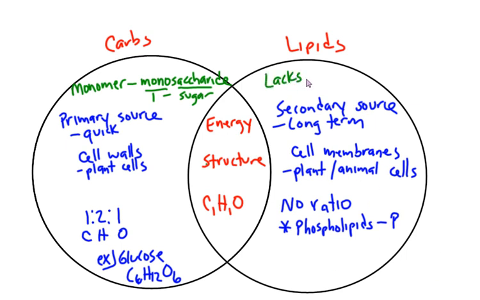This lacks a true monomer, because we have three different shapes of lipids. You have your triglyceride, you have your phospholipid, and you have your steroids. So a whole bunch of different shapes, which means there's not a building up of a chain similar to your carbohydrates.